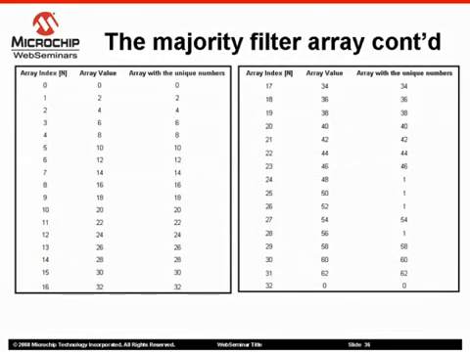The complete filter coefficients are shown in the following table. The first column shows the index value. The second column shows the calculated array value. And finally, the third column shows how the 16 unique values are replaced by 1.